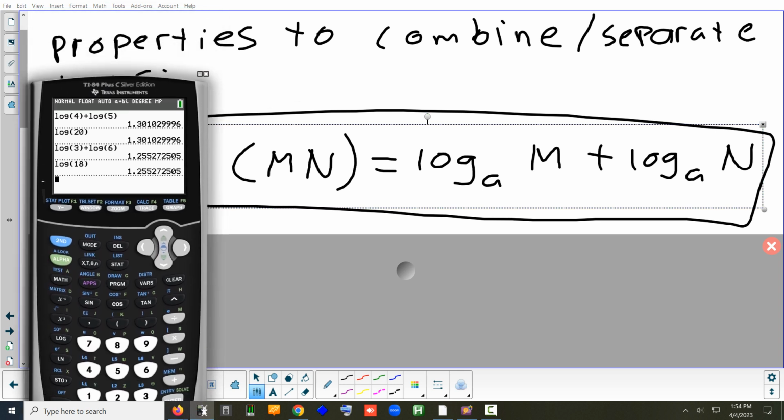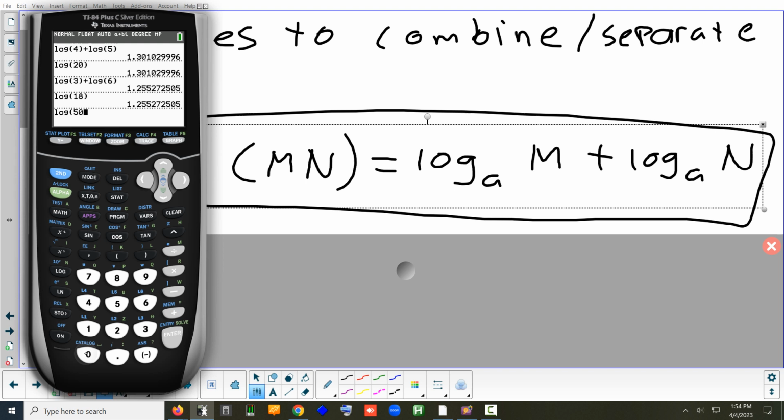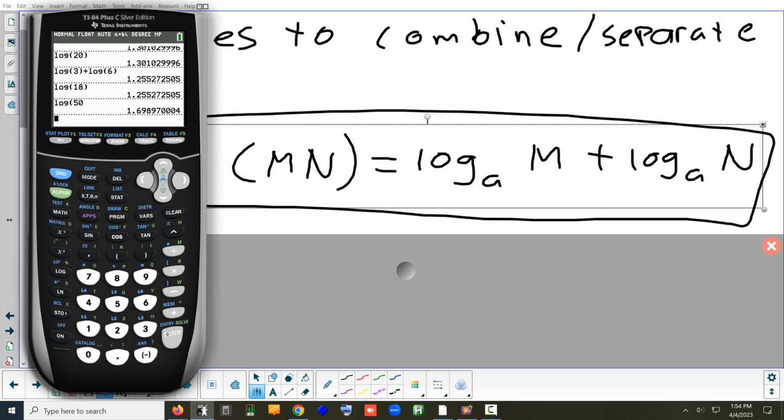And likewise, you can do it in reverse. If you had, say, the log of 50, can somebody give me two numbers that multiply to give me 50? 25. So it should be the same as log 25 plus log 2. Yep, same thing. How about two different numbers that multiply to give me 50? We could do 50 and 1. But we know the log of 1 is just going to be 0, so that doesn't do anything. Yep. 5 and 10.